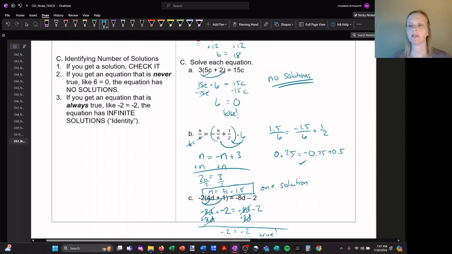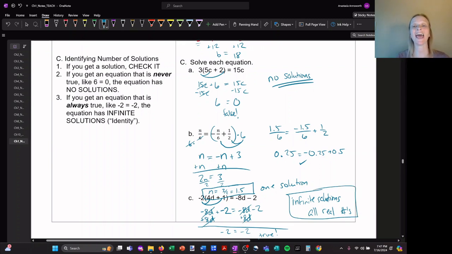When something like this happens, we say that it has infinite solutions. Another way of expressing infinite solutions is just saying all real numbers. Okay, so in this case, there is no one solution. Any value that you plug into this equation, any value that you decide to choose for d, will make this equation true.